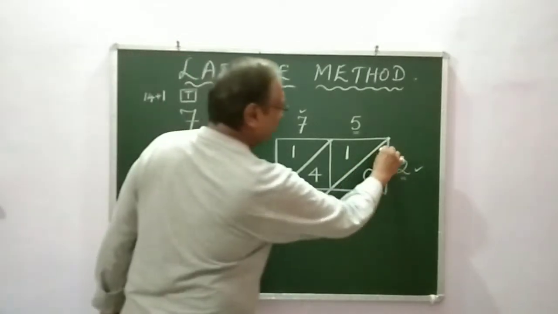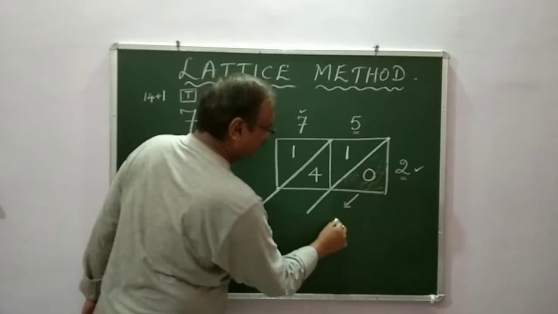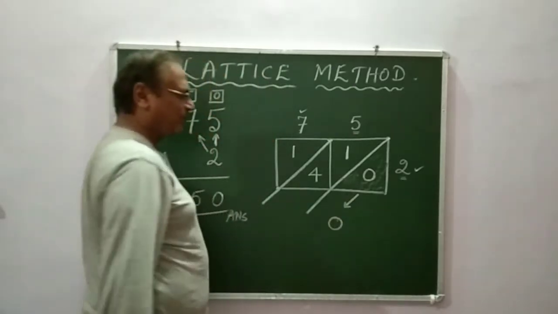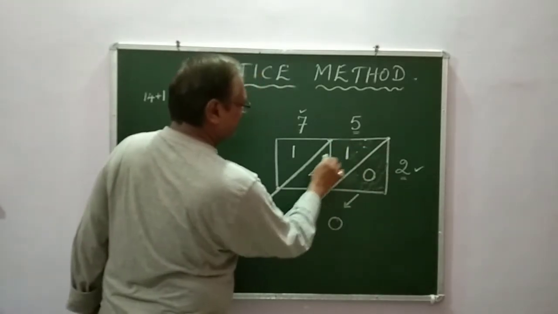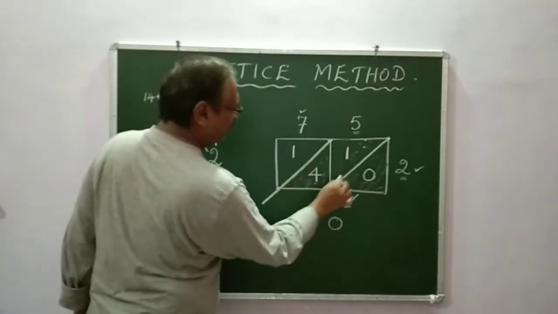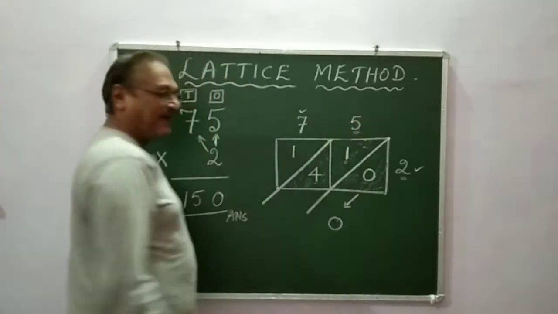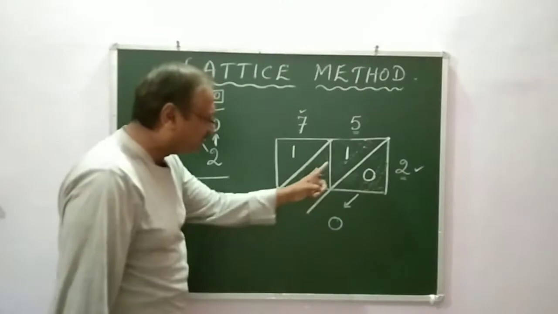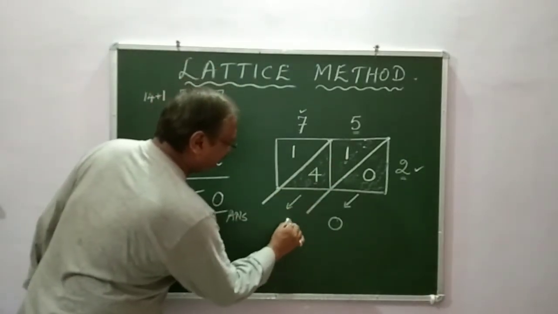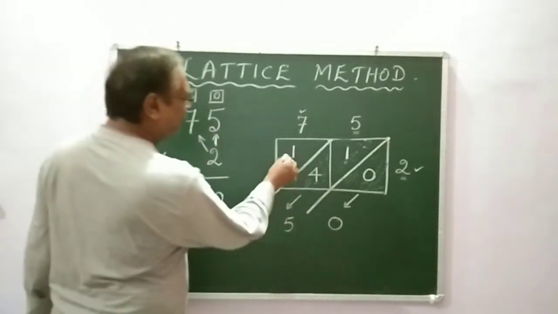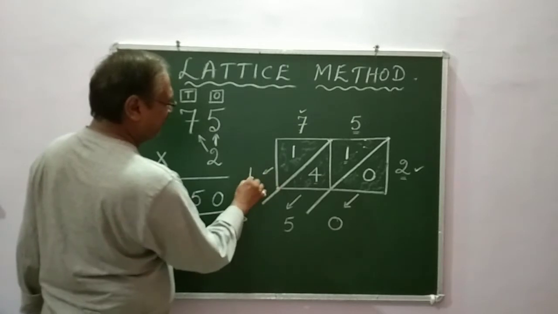Now come here. You see this box. What is the number here? You write it here, 0. Next, come to this part. What is here? 4. And what is here? 1. 4 plus 1. Add these two inside the box. That is 5. And what is here? 1. Write that 1 here.